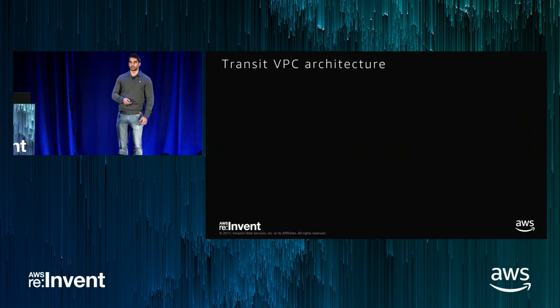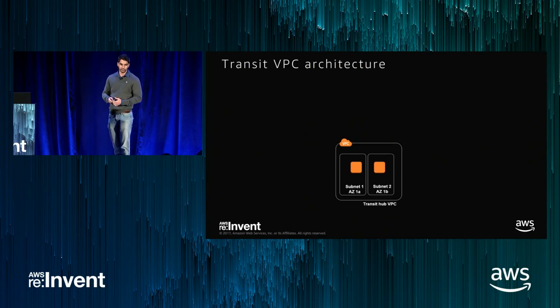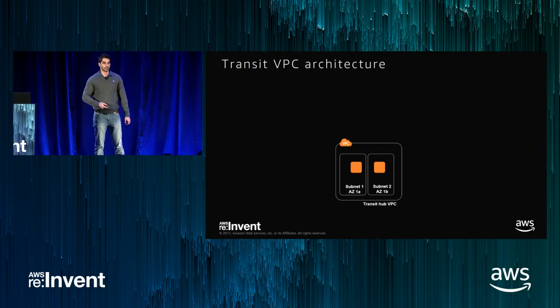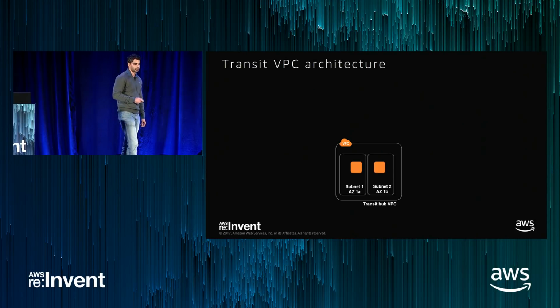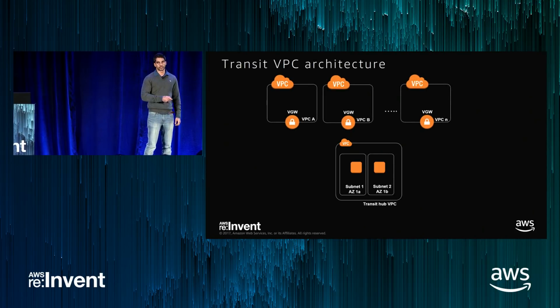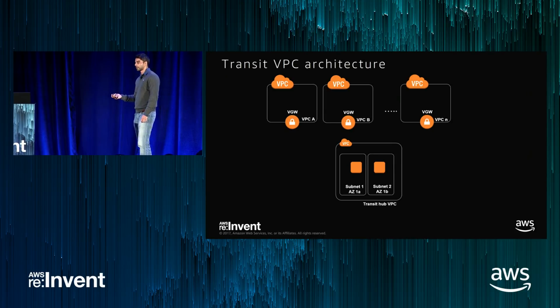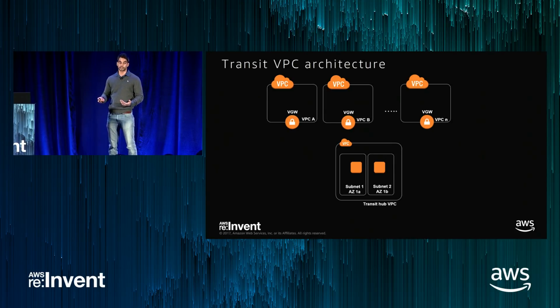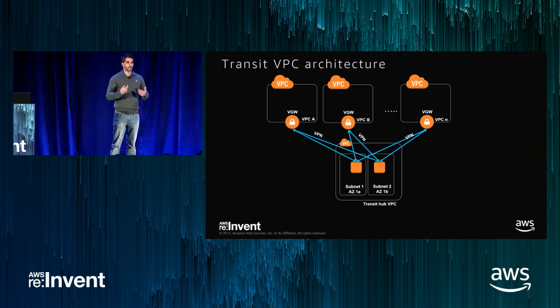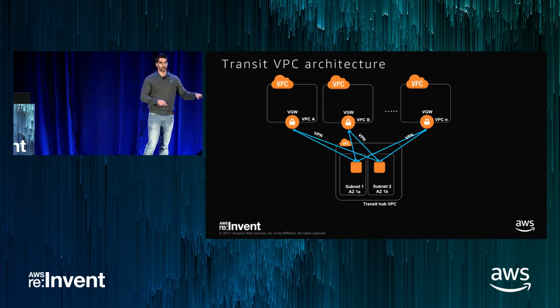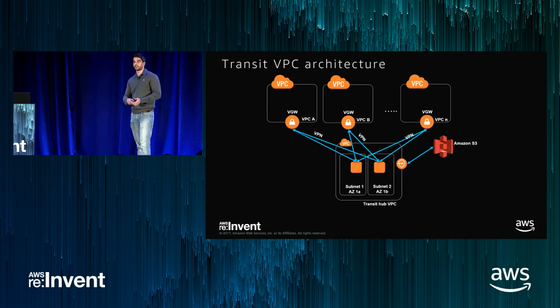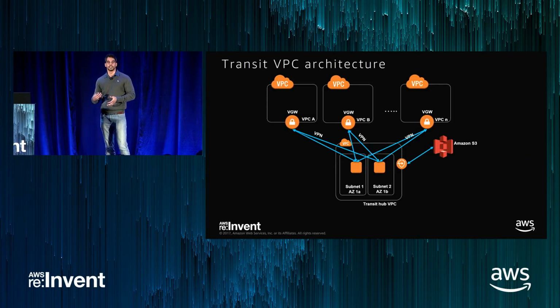Now let's see how this looks at scale. We have a transit hub VPC where we have a pair of EC2 instances. We have a bunch of spoke VPCs, and these spoke VPCs can be located anywhere in any AWS region. We set up a mesh of VPN tunnels from the spoke VPCs to the transit EC2 instances using AWS Managed VPN. The transit hub VPC has connectivity into non-VPC resources like S3 and EC2 using VPC endpoints.